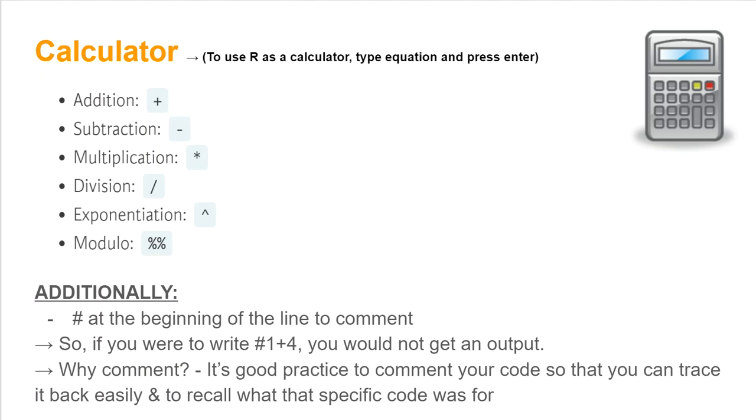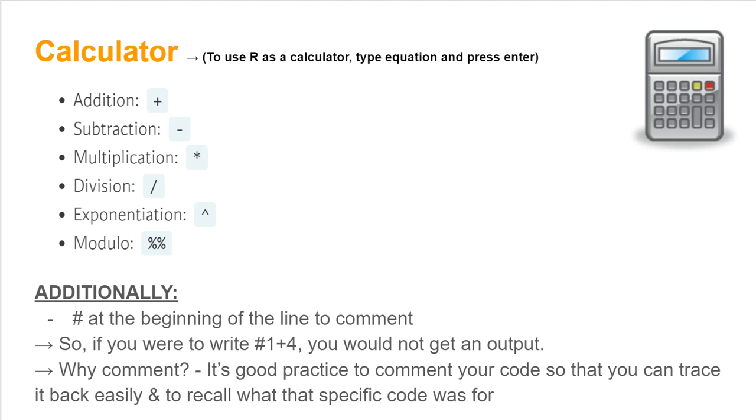These are a few symbols for doing basic math. There's addition, subtraction, multiplication, division, exponentiation, and modulus. I will show examples using these symbols in a bit. Additionally, the hash symbol can be used to comment on the console. It is written at the beginning of the line. So if you were to write hash 1 plus 4, you would not get an output.